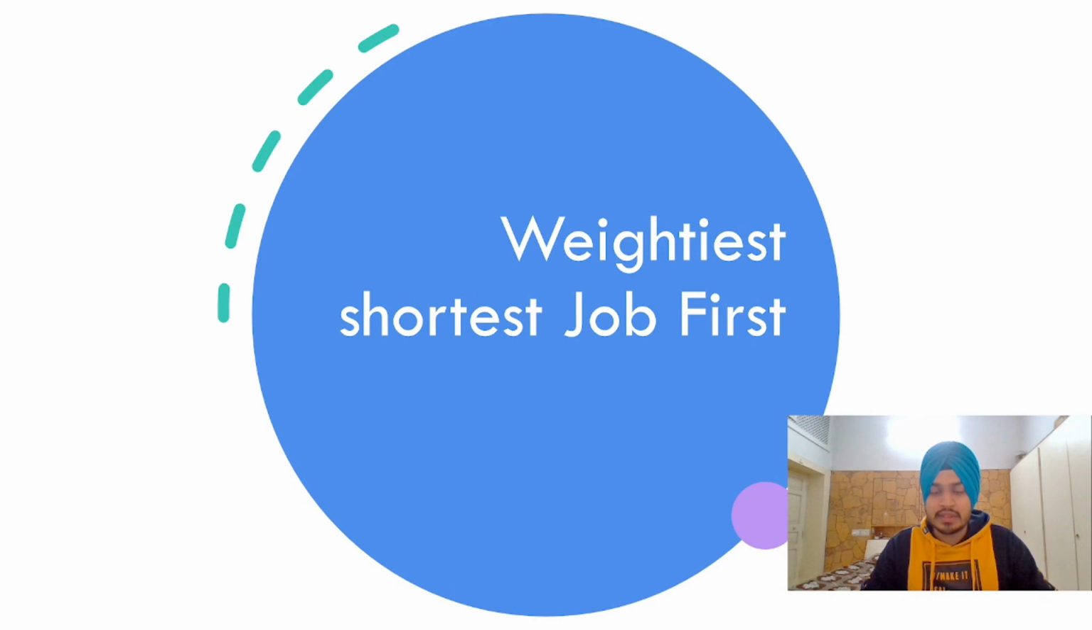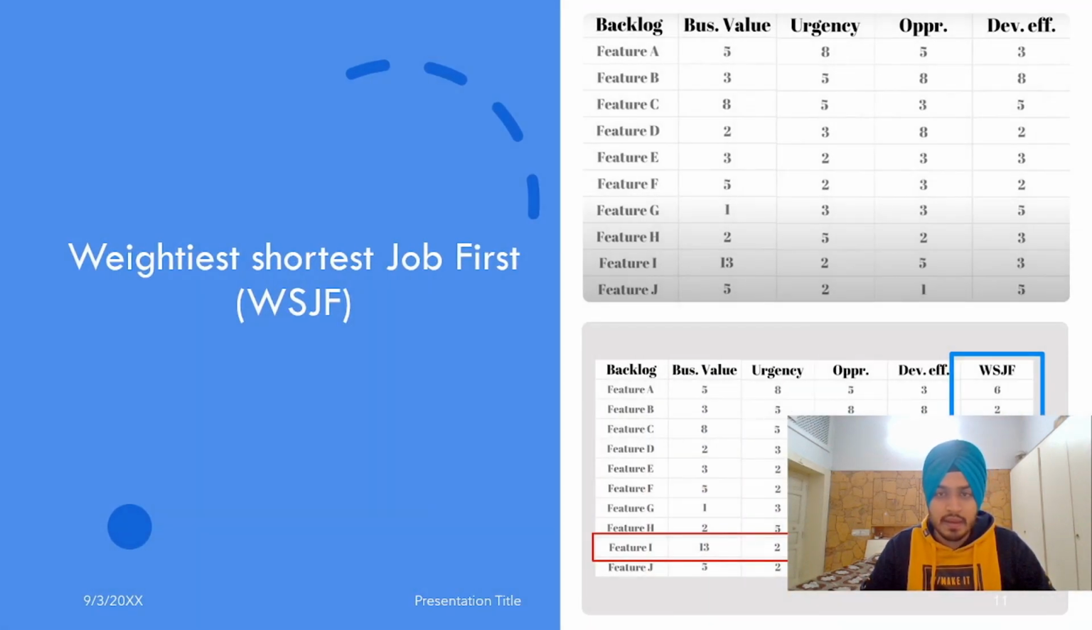The second technique is weighted shortest job first. In this, we will be considering four criteria. First would be business value, urgency, opportunity, and development effort. In this, we will not be using t-shirt sizing because it is a different method altogether, and we will be giving numbers. So suppose there are 8 features, accordingly we'll be giving them numbers.